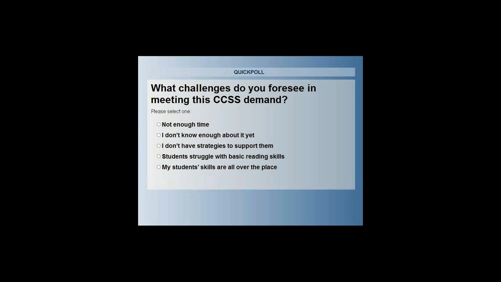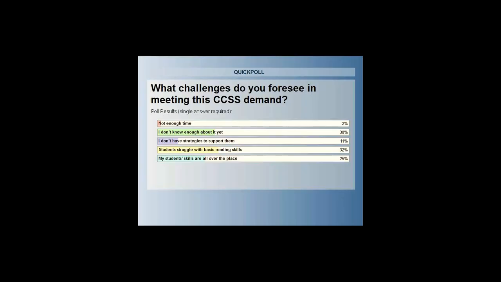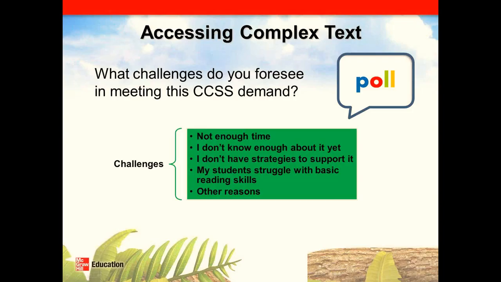Okay, we got most everybody in here, so I'm going to go ahead and close the polls. Okay, looks like we have about 32% say students are still struggling with basic reading skills. That's very common. And some of you answered, I don't know enough about it yet to answer. So let's start.